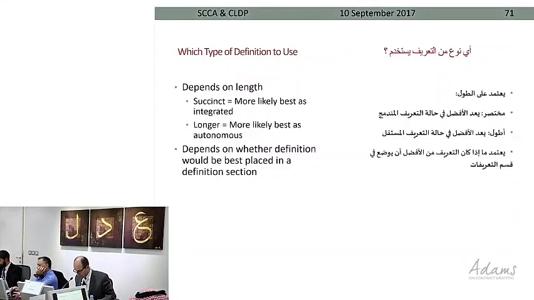We're going to go right to here, which the basic question is, all right, you need to create a defined term. The question you have to ask is, am I going to use an integrated definition or an autonomous definition to create the defined term? One issue is, how long is the definition? The longer the definition, the more likely it is that an autonomous definition is the thing to do. But then there's also another question, which is, would it be best to place the definition in a definition section? Are you familiar with definition section?